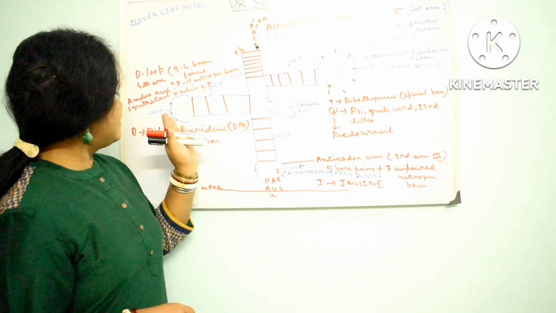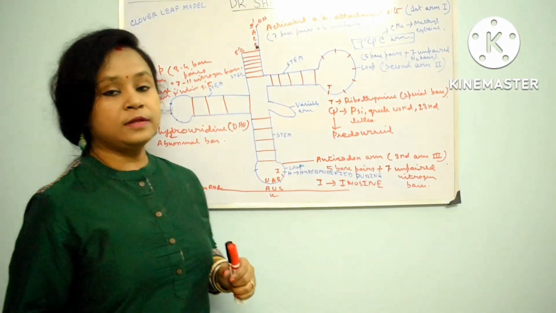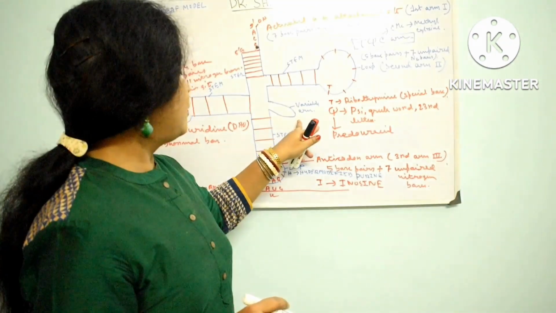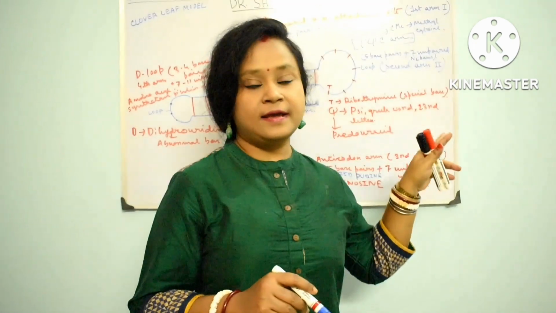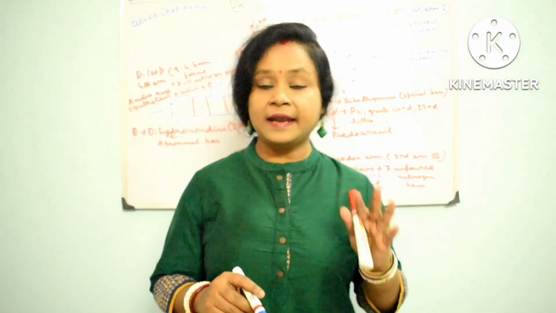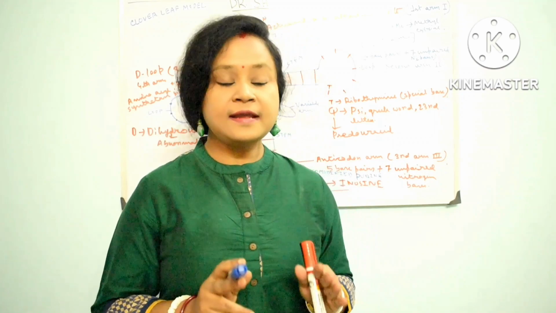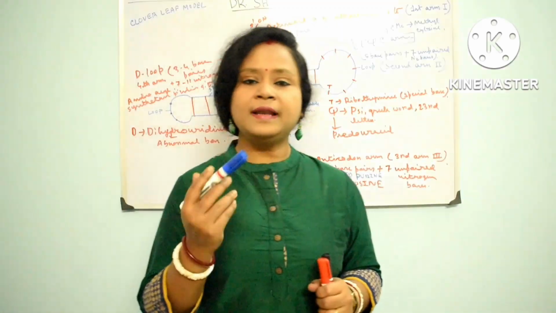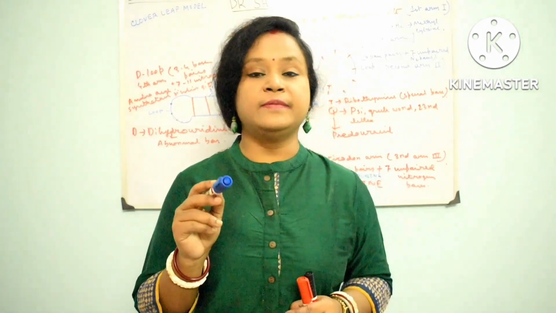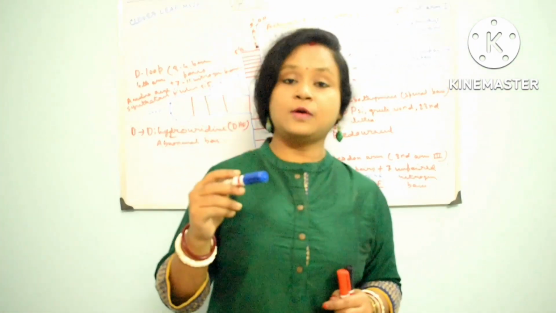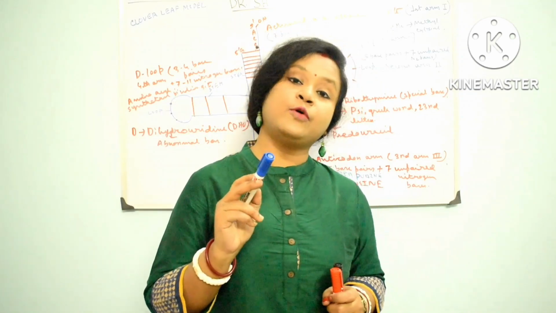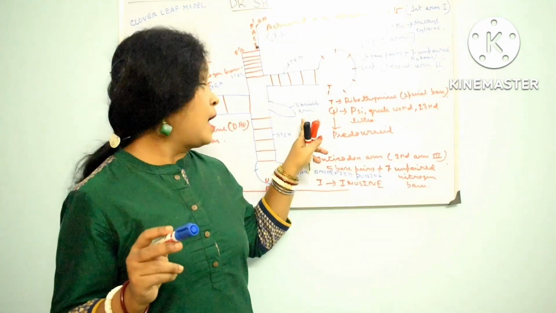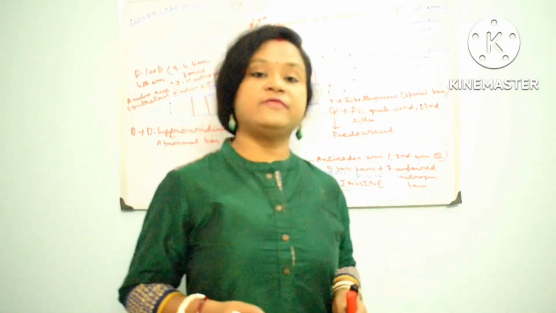In this case, stem and loop are both variable in number. Come to the next and last point, the variable arm. What is this variable arm? Variable, as the name suggests, has no fixed number of nitrogenous bases. Normally it contains 4 to 5 nucleotides, but it can contain up to 24 nucleotides.